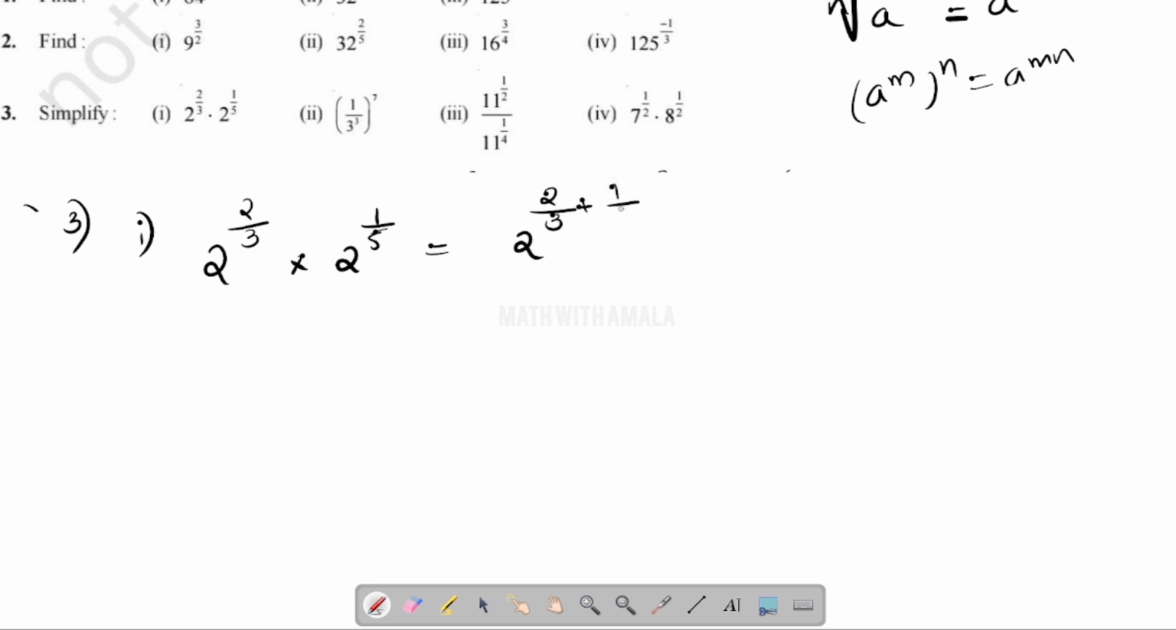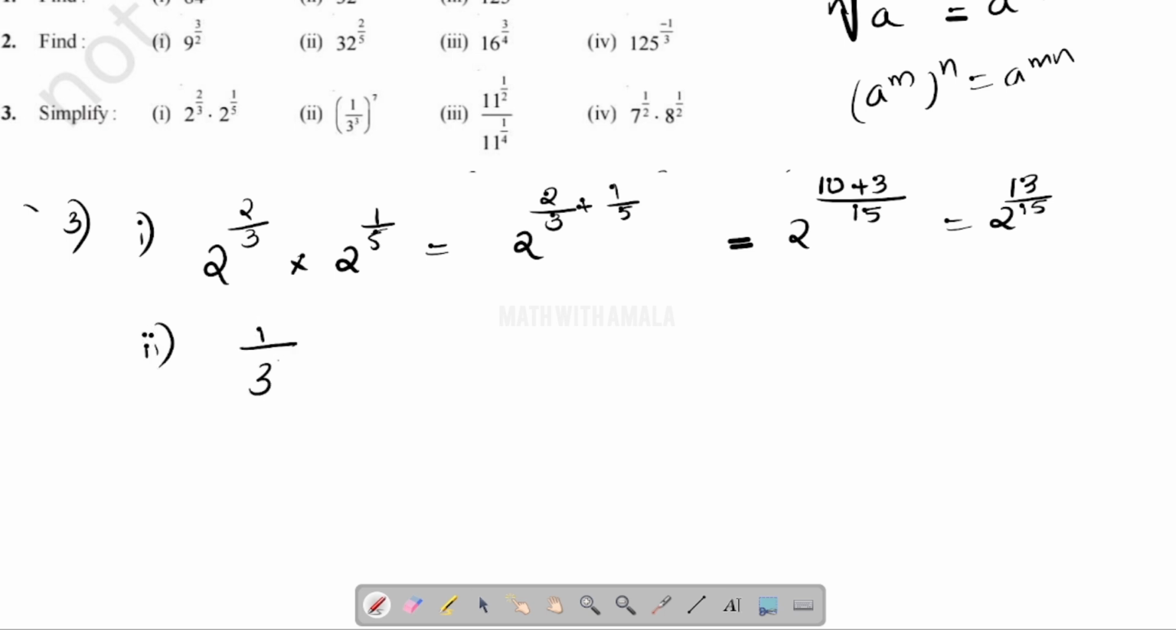The third question is to multiply and divide the rational powered numbers. First part is 2 raised to 2 by 3 into 2 raised to 1 by 5. Let's add the powers, like a raised to p into a raised to q is equal to a raised to p plus q. That is 2 raised to 2 by 3 plus 1 by 5, 2 raised to 10 plus 3 by 15. Answer is 2 raised to 13 by 15.